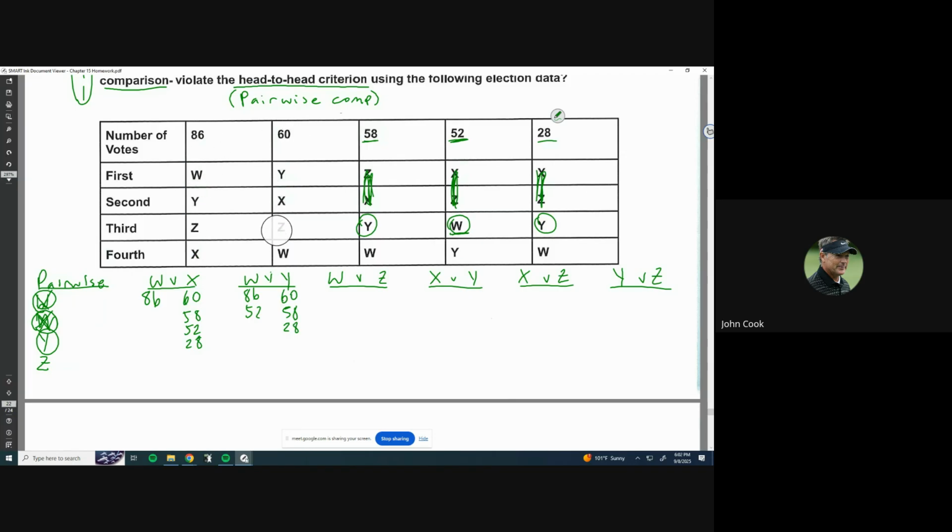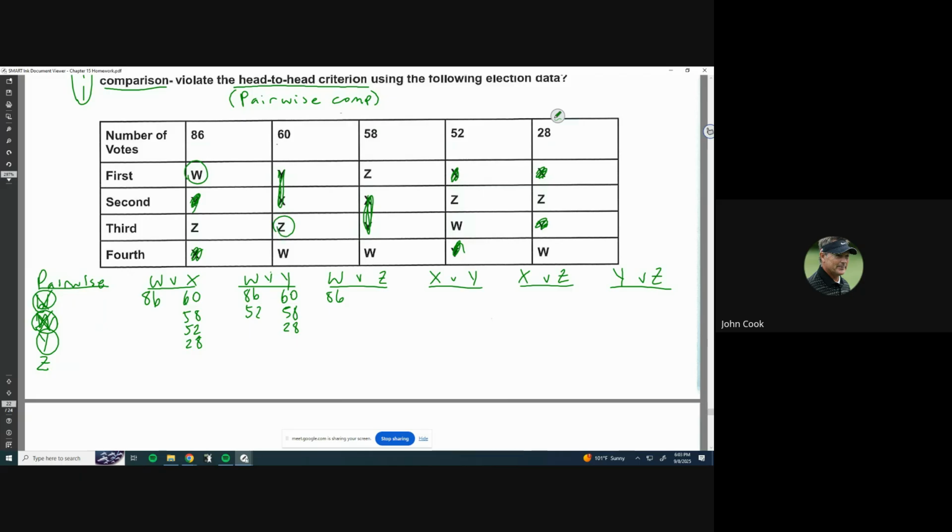So that's going to be W versus Z. So that means that Y and X are eliminated. Let's see what happens there. So X and Y are gone. Okay, so W has 86, and then that's it. The rest go to Z.